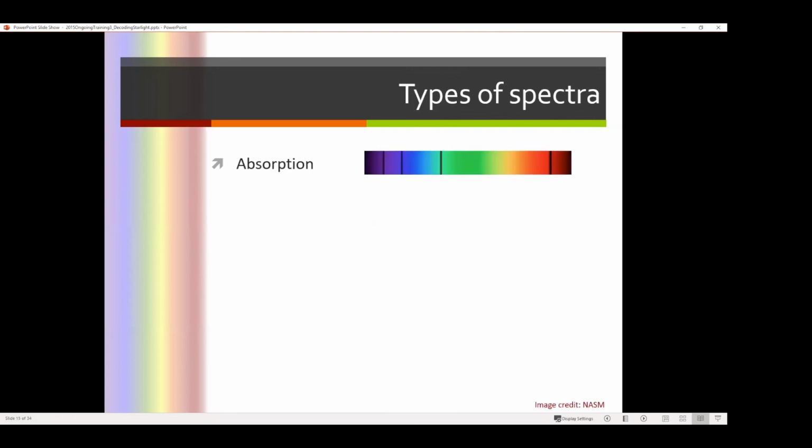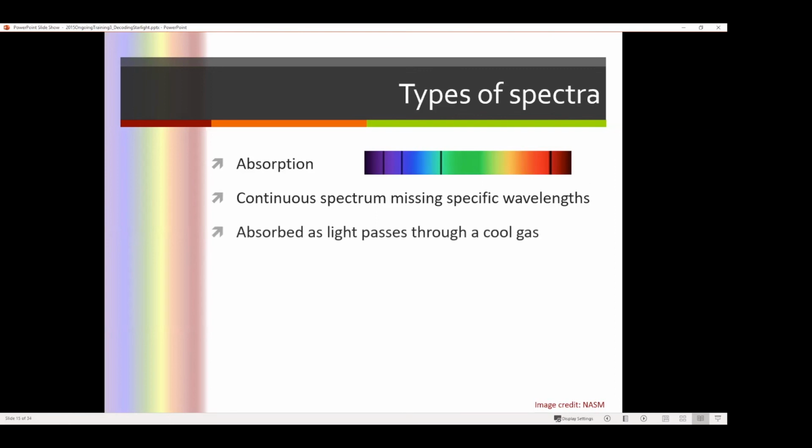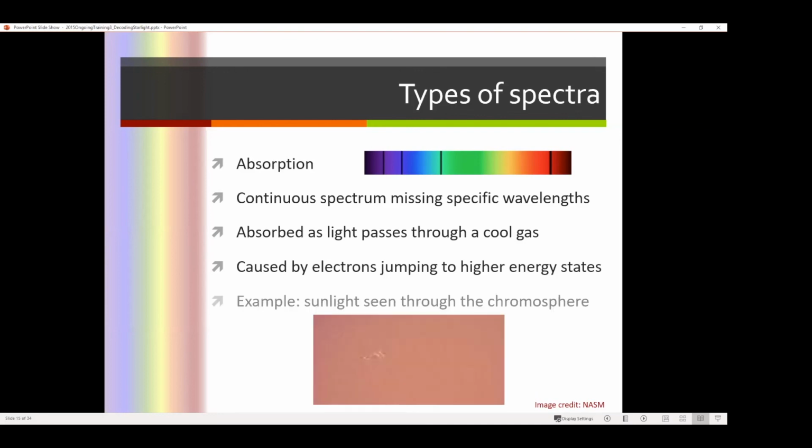All right, so that was emission. So absorption. Emission and absorption are opposite things, which is why we see opposite looking spectra from that. Absorption is a continuous spectrum that is missing specific wavelengths. So it is what happens when light is absorbed when it passes through a cooler gas. Again, it's got to be a gas so that the electrons and atoms can move around in the ways that I was just talking about, caused by electrons jumping to higher energy states.